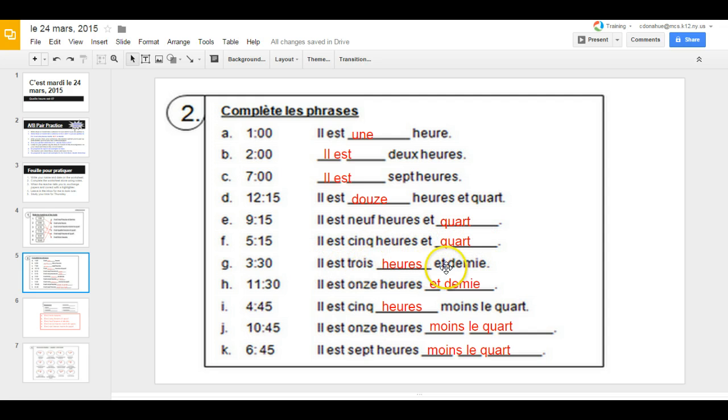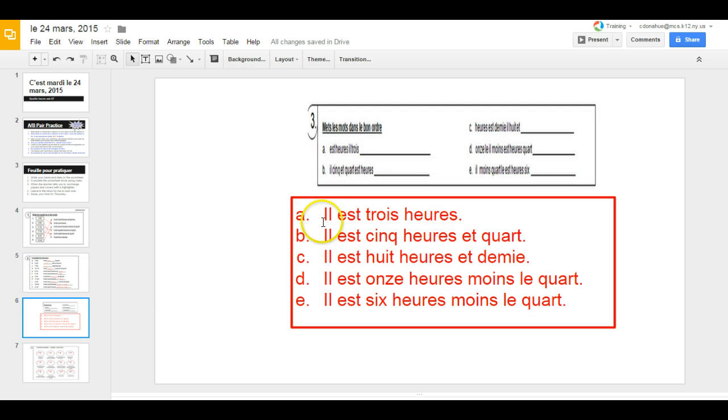G, il est 3 heures et demie. H, il est 11 heures et demie. I, il est 5 heures moins le quart. J, il est 11 heures moins le quart. And K, il est 7 heures moins le quart. Highlight anything that is misspelled since you could use your notes.